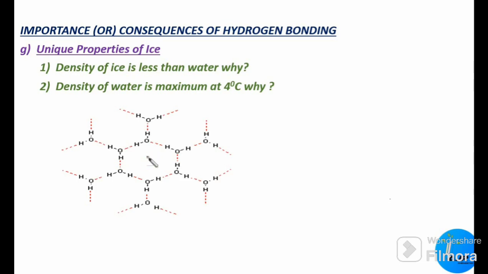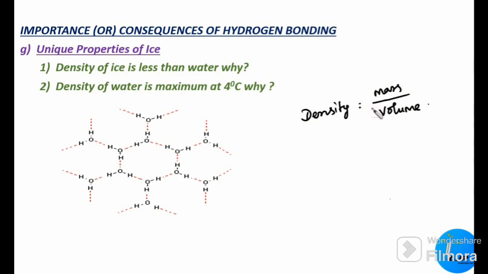When ice melts, the cage-like structure is lost, and the molecules come closer, nearer to each other. Because of this, the volume of the same mass of water decreases. Density is nothing but the ratio between mass and volume, mass by volume. So when ice melts, the mass remains the same, whereas it becomes liquid and its volume decreases. When its volume decreases, automatically the density gets higher.